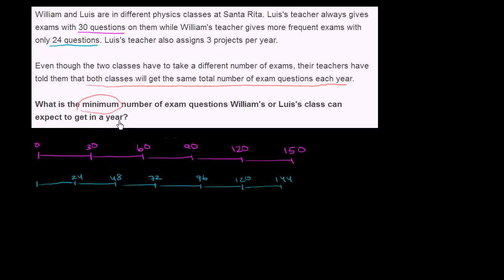But let's see what they're asking us. What is the minimum number of exam questions William's or Luis's class can expect to get in a year? Well, the minimum number is the point at which they've gotten the same number of exam questions despite the fact that the tests had different numbers of items. You see the point at which they have the same number is at 120. They both can have exactly 120 questions, even though Luis's teacher is giving 30 at a time, and William's teacher is giving 24 at a time. And so the answer is 120.